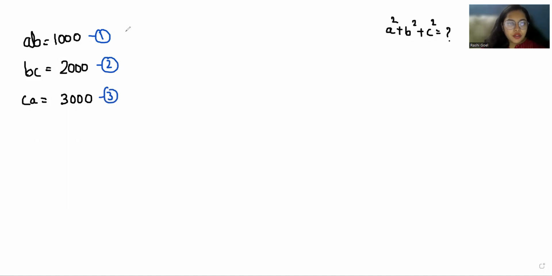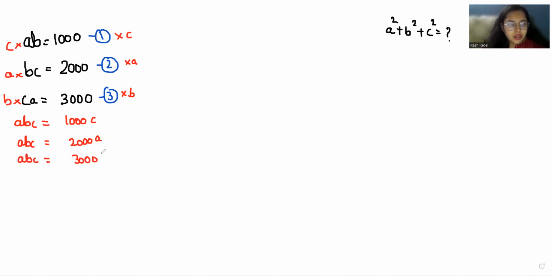In equation number 1, I'm going to multiply with C both sides, and here with A both sides, and here with B both sides. So it becomes ABC equal 1000C, ABC equal 2000A and ABC equal 3000B. Now everything is equal to ABC, that means all three are also equal to each other. So we can write it as 1000C is equal to 2000A is equal to 3000B.